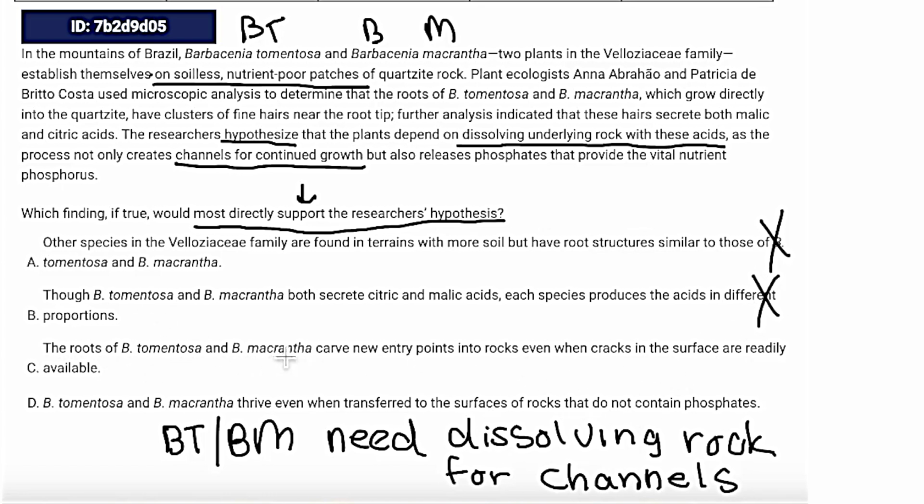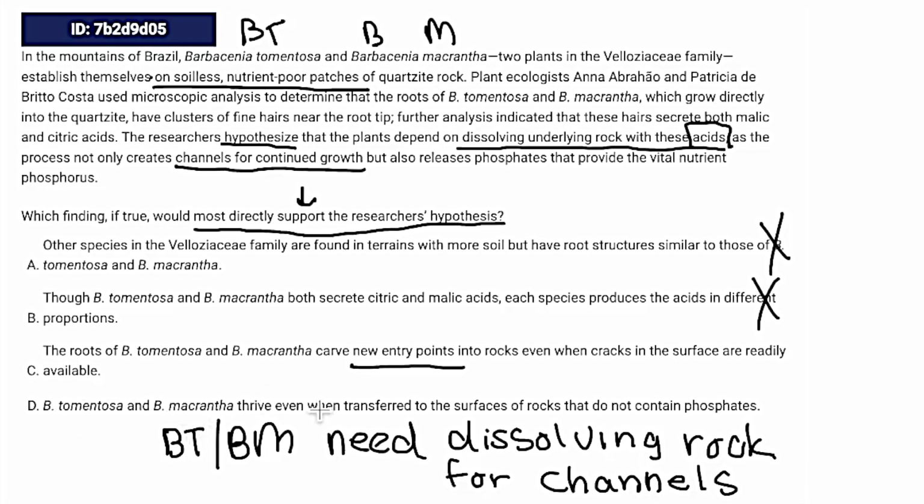The roots of BT and BM carve new entry points into rocks when cracks in the surface are readily available. Okay. So if they're carving new entry points, they're probably using this dissolving rock to get in there because they're not going into the cracks that are already there. So they're using this acid here. That seems pretty viable. Let's just make sure the other one doesn't work.